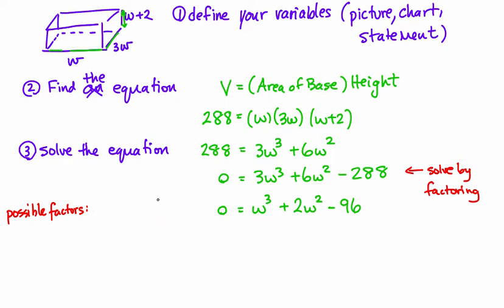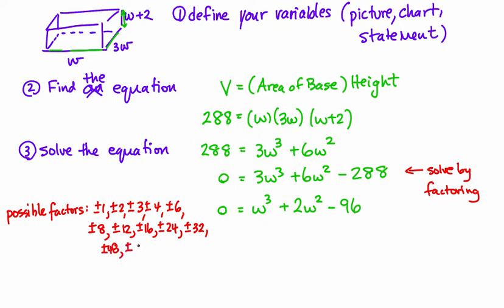It would be plus or minus 1, plus or minus 2, plus or minus 3, plus or minus 4, plus or minus 6, plus or minus 8, plus or minus 12, plus or minus 16, plus or minus 24, plus or minus 32, plus or minus 48, and plus or minus 96.